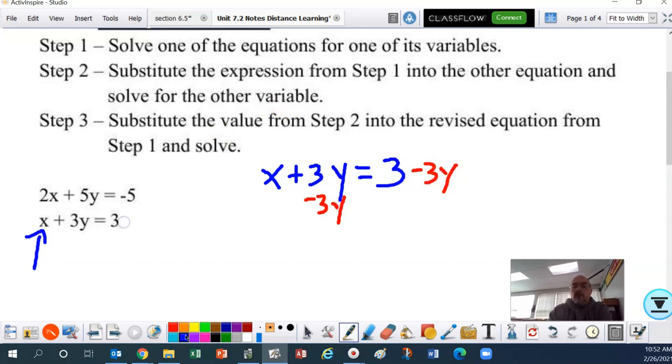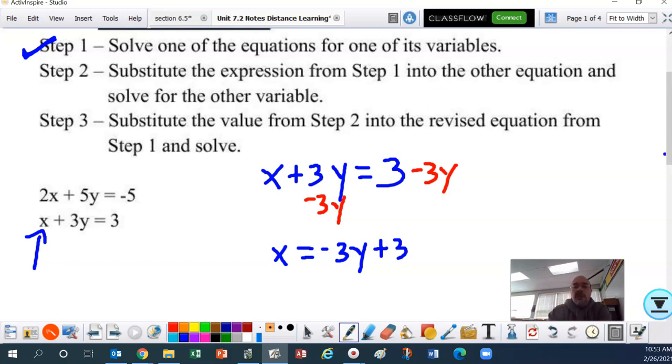So now I'm going to rewrite this as x equals, now I'm going to put the negative 3y first and then the plus 3 behind it. That's the same thing. Step 1 is done, ladies and gentlemen. I have solved one of the equations for one of its variables, and I want to pick the one where it only takes one step to do that.